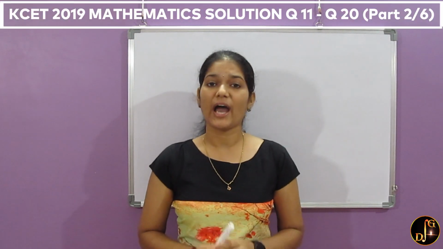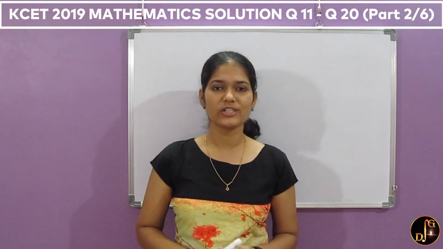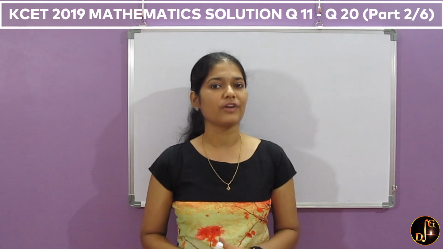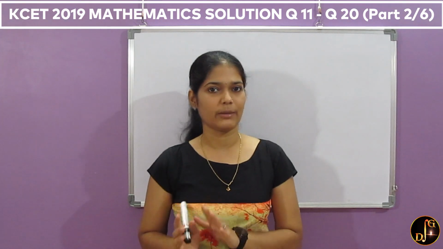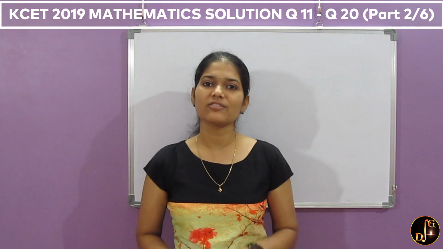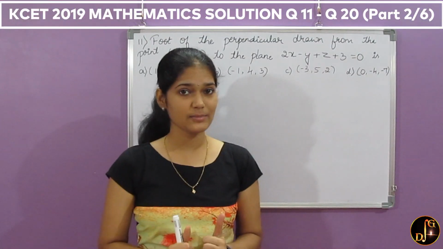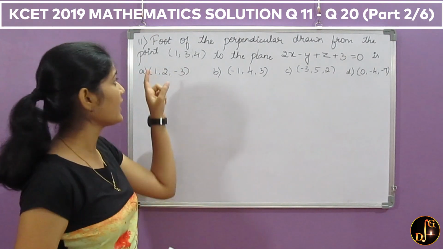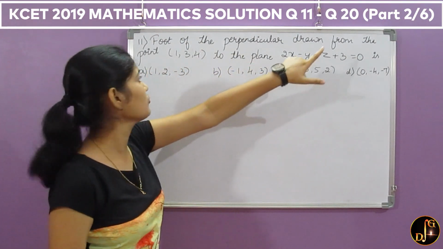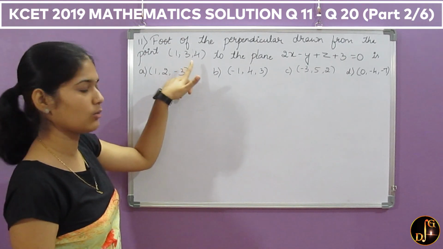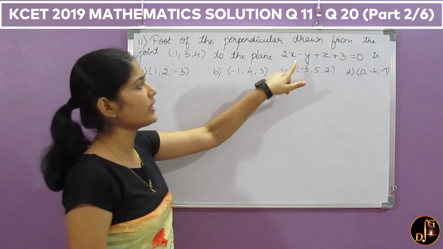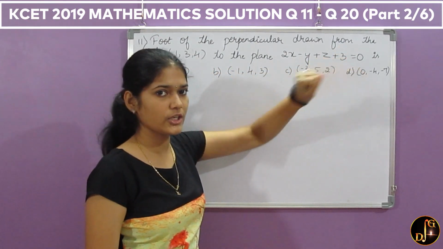In this video, I am going to solve KCET 2019 mathematics paper from question number 11 to question number 20. Now, let's take question number 11. In this problem, they have asked us to find the foot of the perpendicular drawn from the point (1, 3, 4) to the plane 2x minus y plus z is equal to 0.